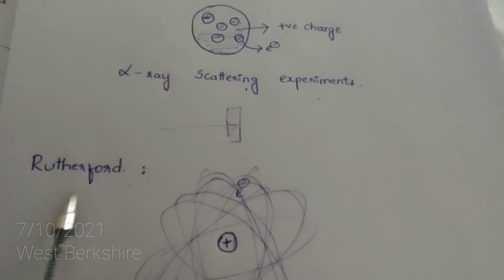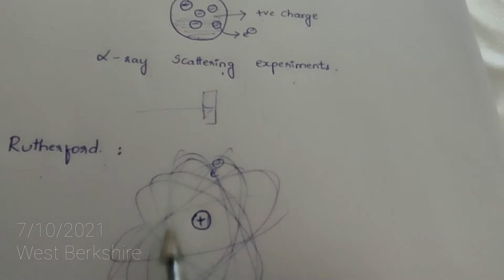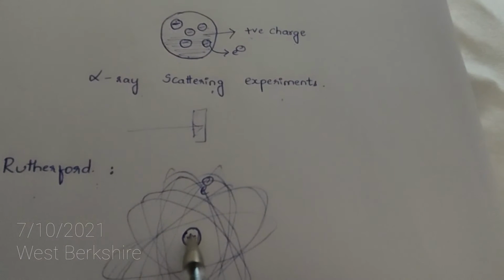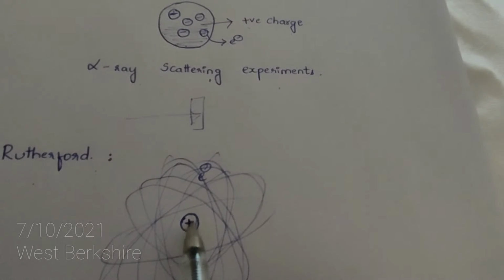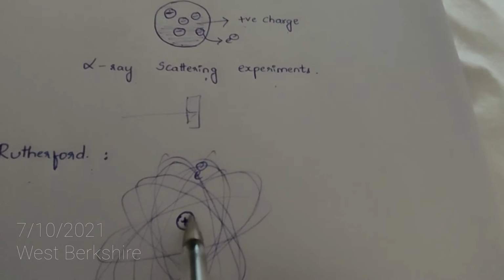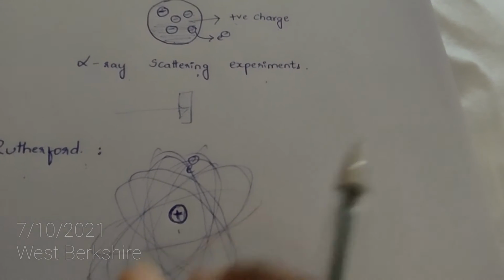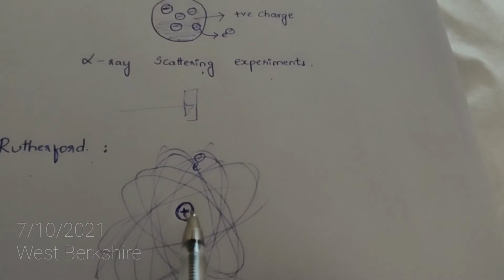So, according to Rutherford, electrons revolve around the nucleus, and the nucleus consists of protons and neutrons, where the mass is located only in a certain small region of the atom.